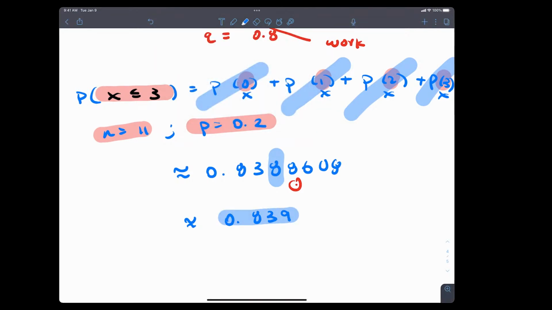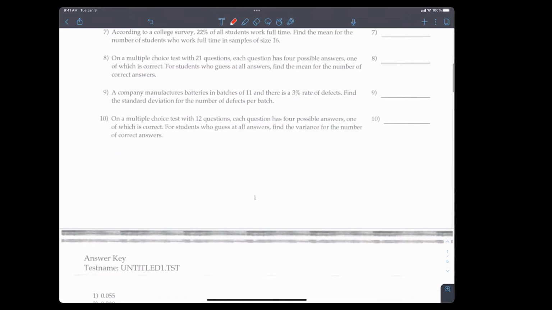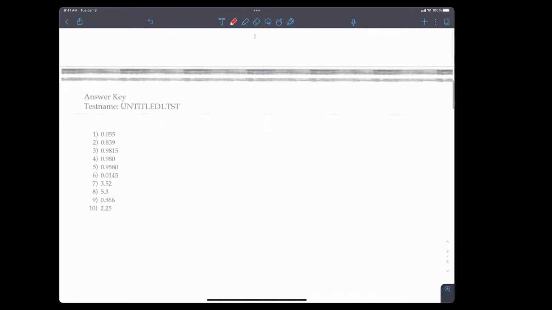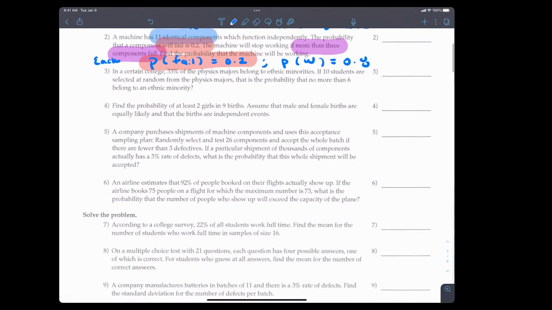This is the probability the machine will work. It corresponds to 83.9% of the time. So let's double check. Number 2, sure enough, we are correct. 83.9% or 0.839 as an answer. So there we go. We did get number 2 correct. Good. All right, number 3 now.